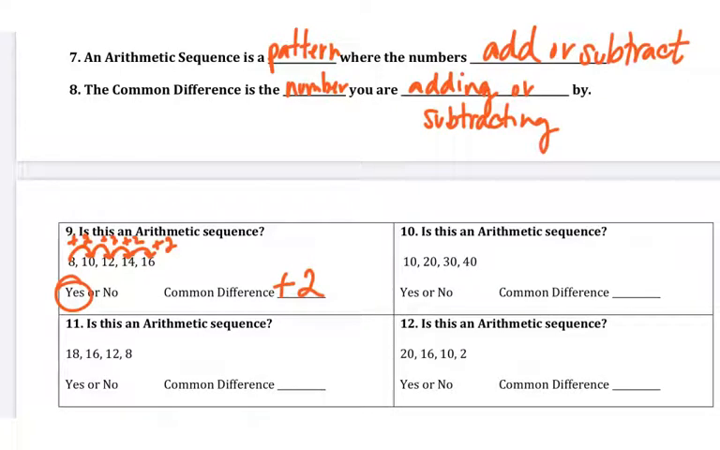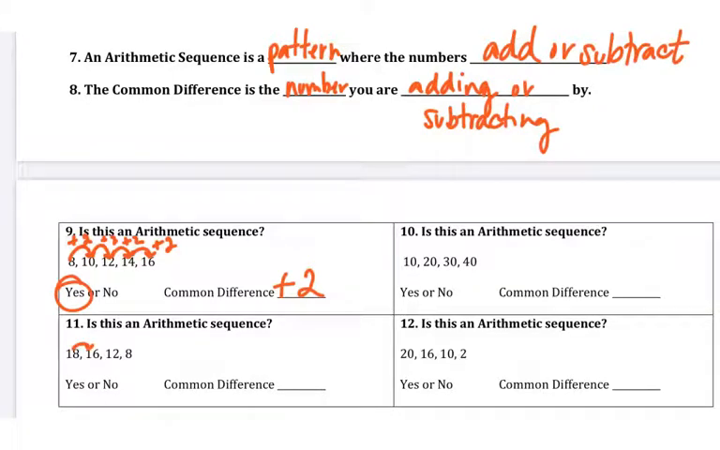So go ahead and try the same thing with number 10. Is there a pattern? A pattern of adding means it's called an arithmetic sequence. And if there is a pattern, write down what that pattern was. Let's try the same with number 11.